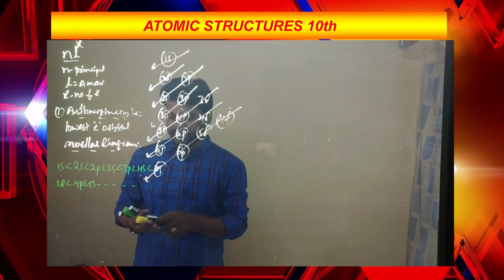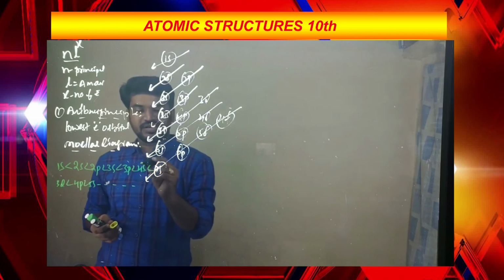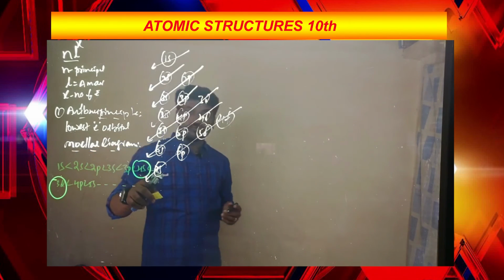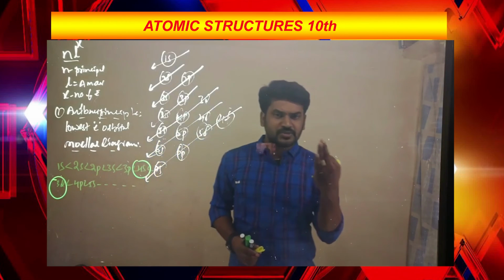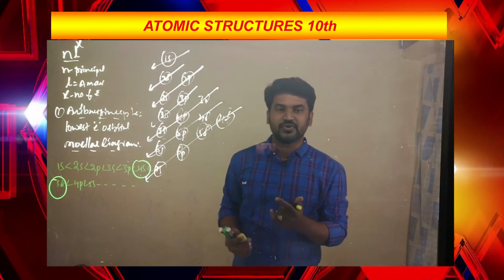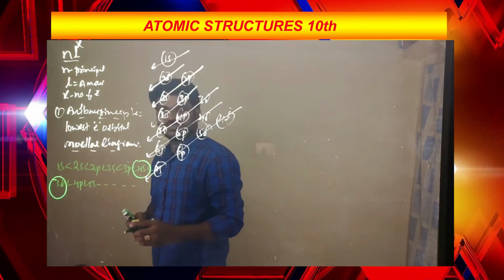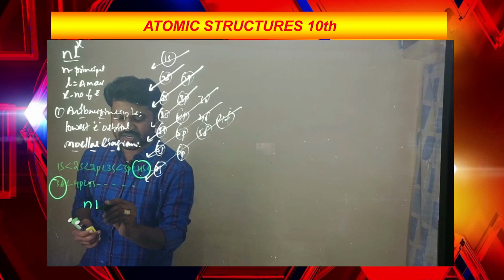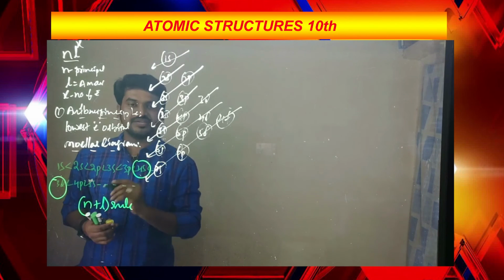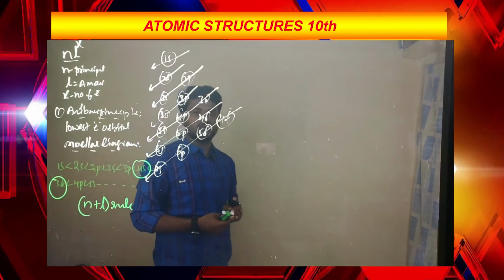Then you will get a doubt here. What we are writing here is 4s, and here 3d, no? 4s means 4 is there, 3d means 3 is there, and 3 is smaller than 4, no? Then why are we writing 4s first? Here one rule is there, that rule we call the n plus L rule.